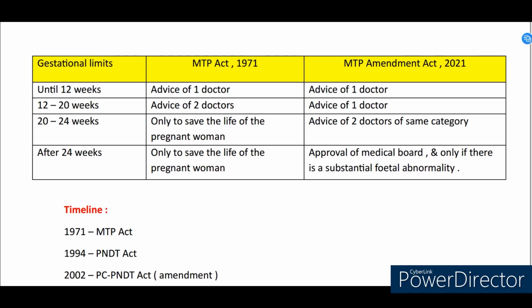In case of after 24 weeks of gestation, we need approval of a medical board, and only if there is a substantial fetal abnormality, in case of the MTP Amendment Act 2021. Whereas in case of MTP Act 1971, we don't have the provision to do the termination of pregnancy unless there is a serious need to save the life of the pregnant woman.